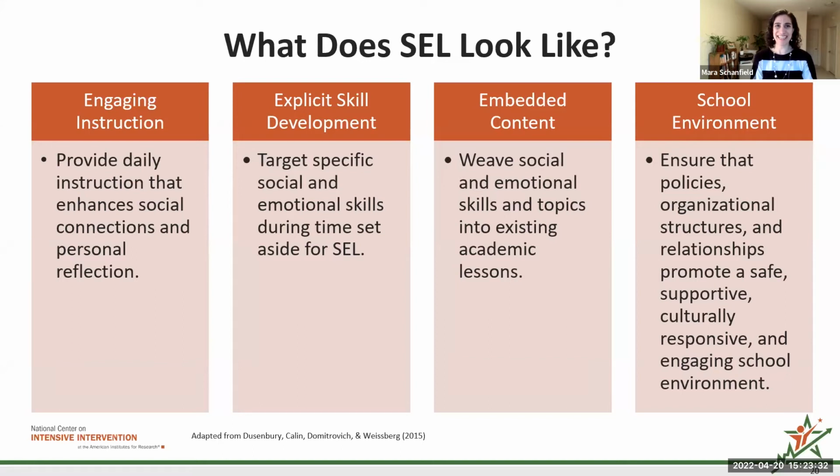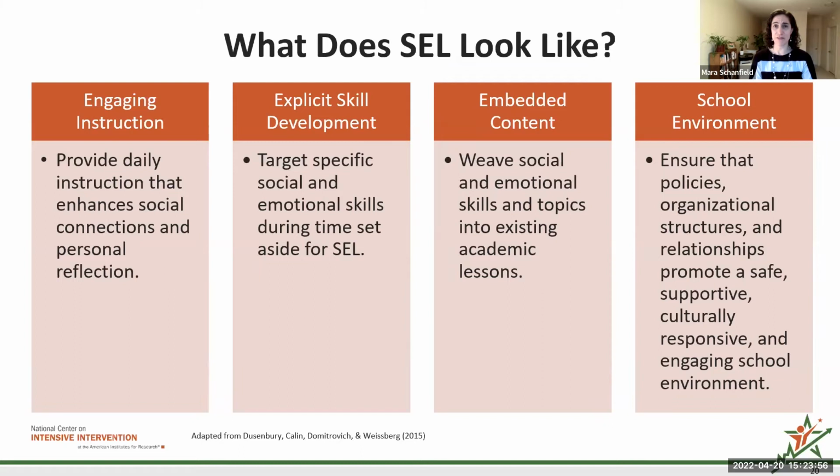The third E is embedded content, meaning that we're integrating SEL with the academic content in any subject. So weaving the social emotional topics into the existing lessons. It's easier in some subjects than others, but it can be done across the board. And the fourth E, school environment. This refers to school-wide strategies.